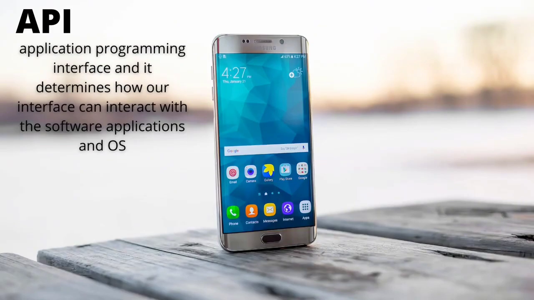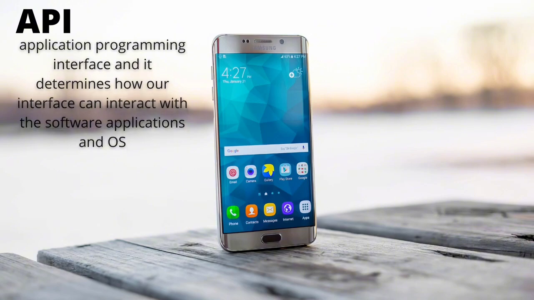API is nothing but an application programming interface, and it determines how our interface can interact with the software applications and OS. Android 1.0 was the first operating system.